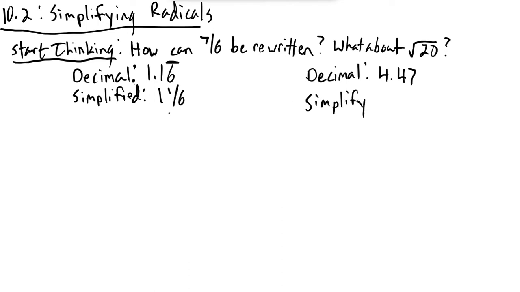Simplifying is nice because it gives us a precise answer, right? You can go to a decimal at any point, but going from a decimal back to a simplified version is much harder. Simplified, that's going to be 2 square root of 5. We'll figure out how to get that in just a second. Now, we have 3 rules for simplifying a radical.